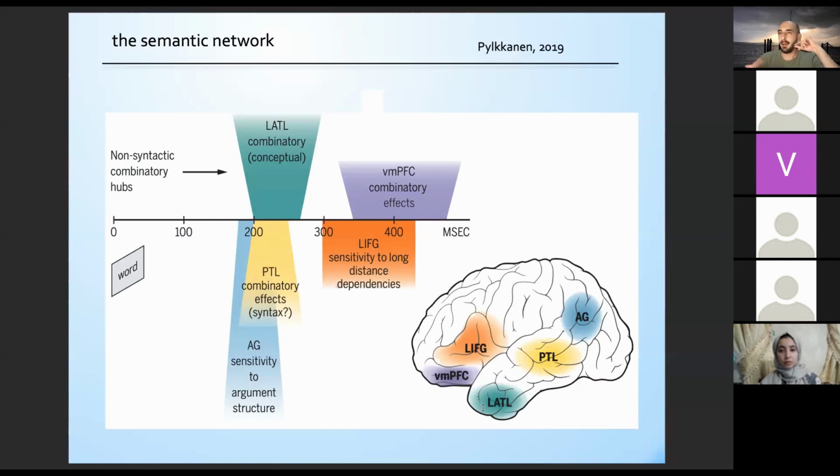So, a take home message: with MEG, you're very good at finding the activation of these areas. With fMRI, it's not a very good methodology to get activation of the LATL. Then you can use PET, for instance, positron emission tomography. So you inject some radioactive stuff in your blood, and then you use it as an emitter of signal, and then you measure the signal, basically, right?